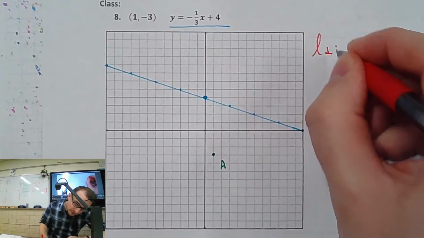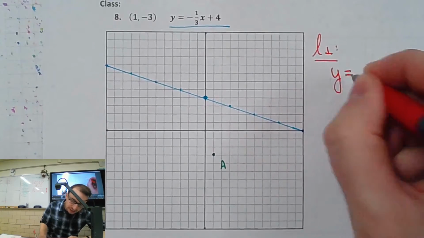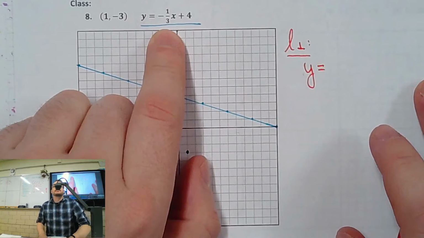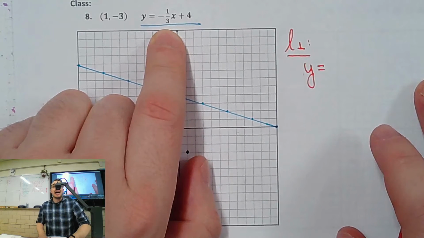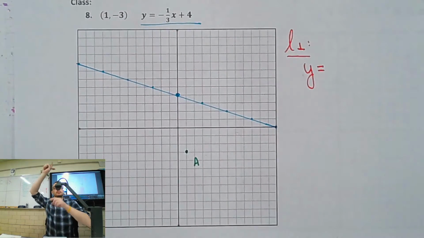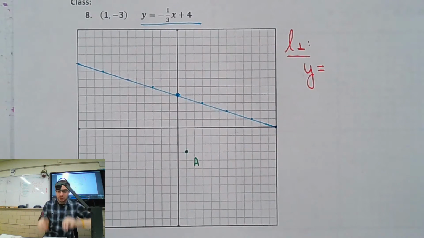Perpendicular lines have perpendicular slope. Perpendicular slope is flip and change the sign, right? Our original slope is negative a third, so our new slope is going to be positive. What happens when we flip 1 over 3? We get 3 over 1, which is just 3.